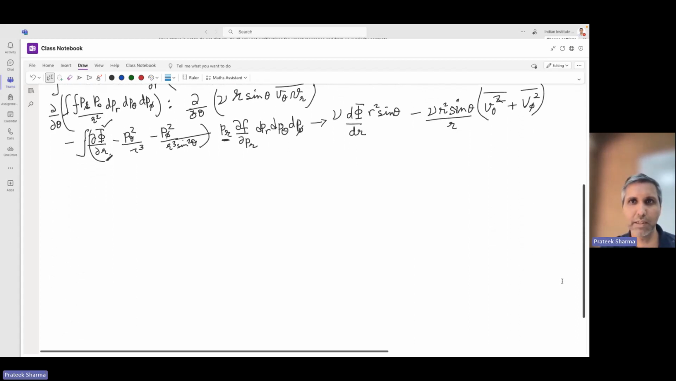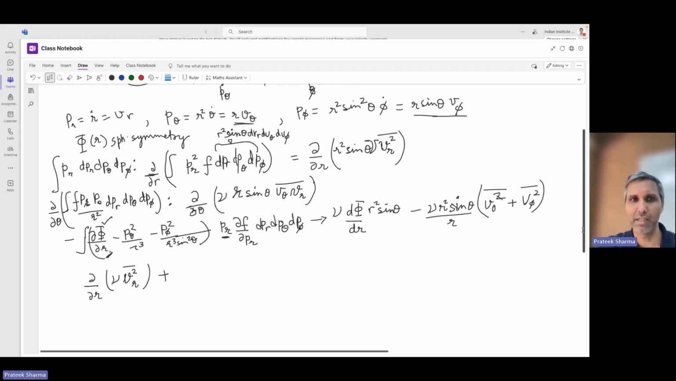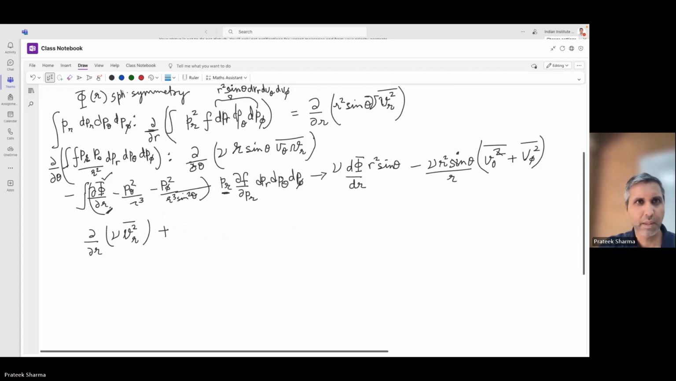So this gives you the final equation. Let me write that down. This is dou dou R of nu VR squared, plus, so there was this R squared in the first term. You remember there was this R squared. Now you have to take the derivative with R, so it will give you a 2R term. So that would be plus twice nu by R VR squared.